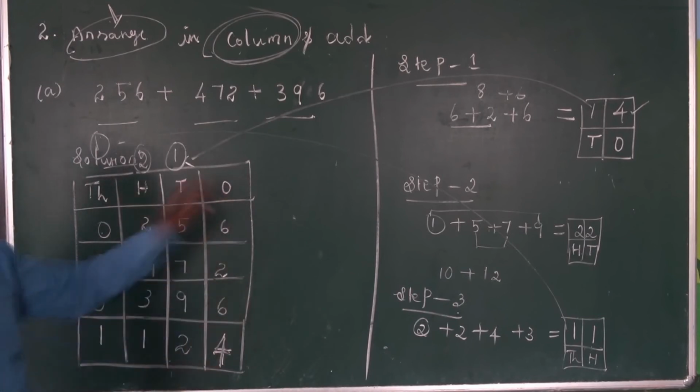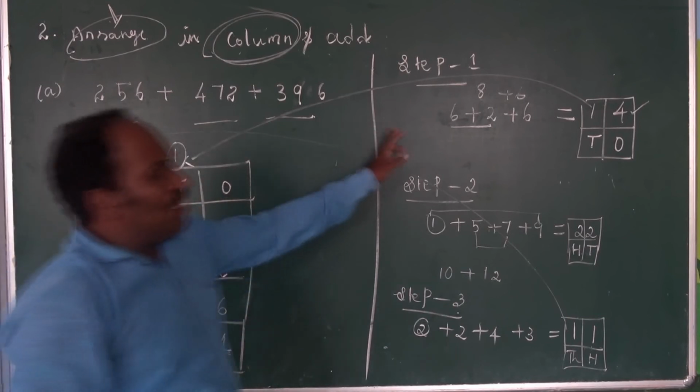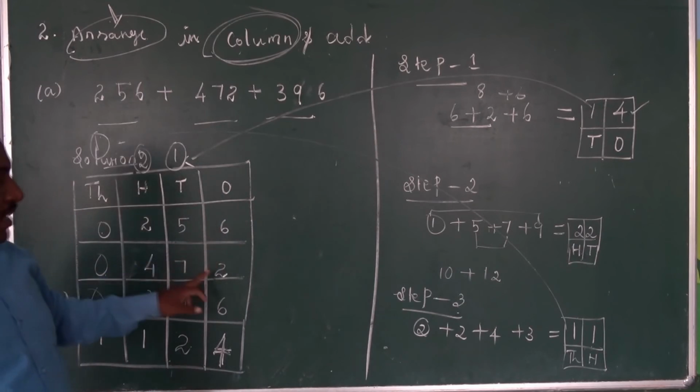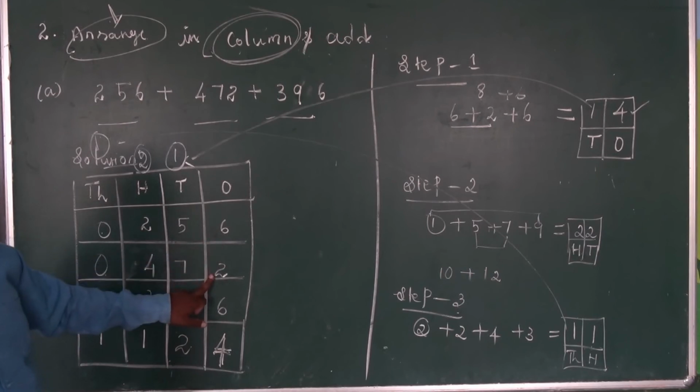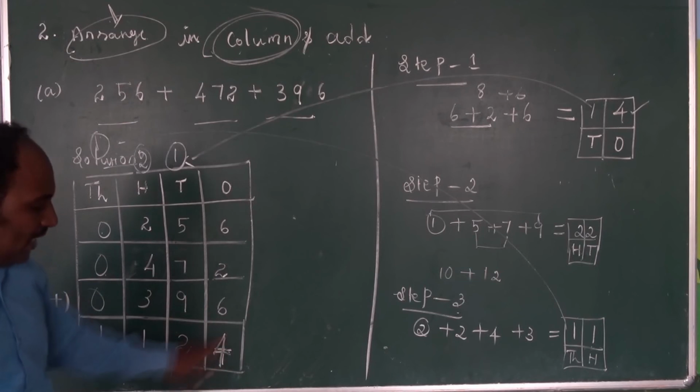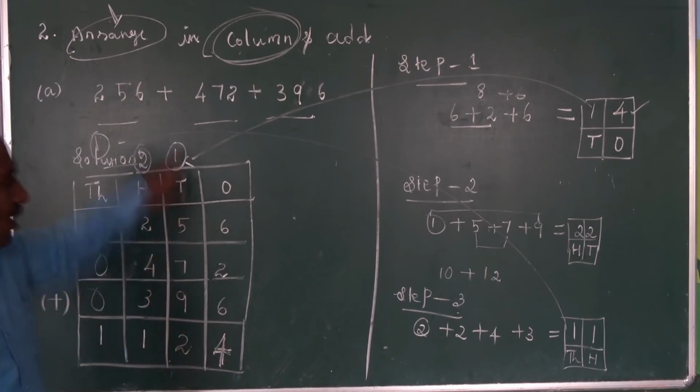First we add the ones place. Our ones place is 6 plus 2 plus 6. 6 plus 2 is equal to 8. 8 plus 6 is equal to 14. Write the number 4. Balance 1 carries over to the tens place.